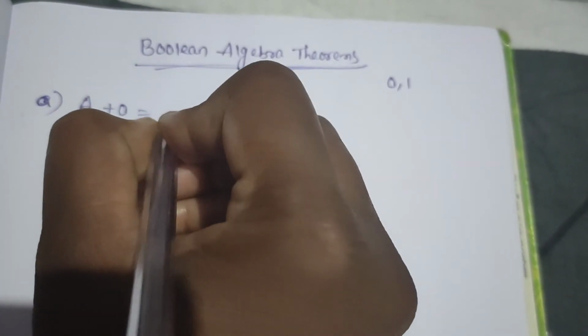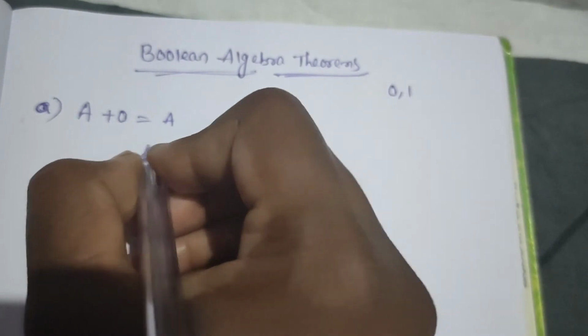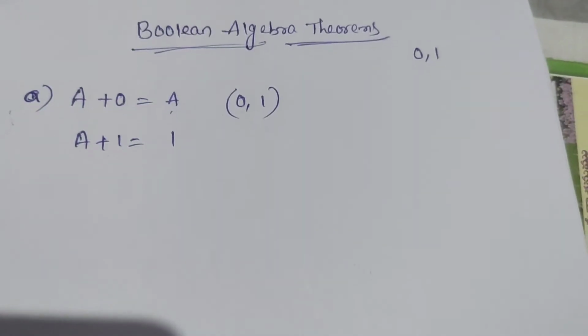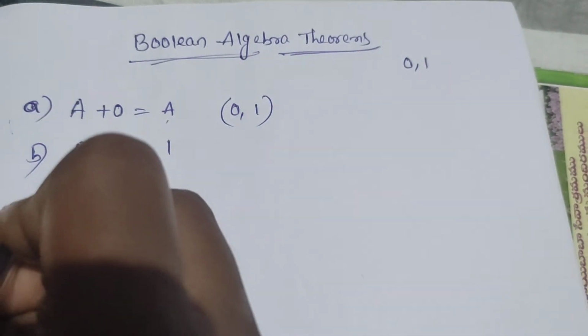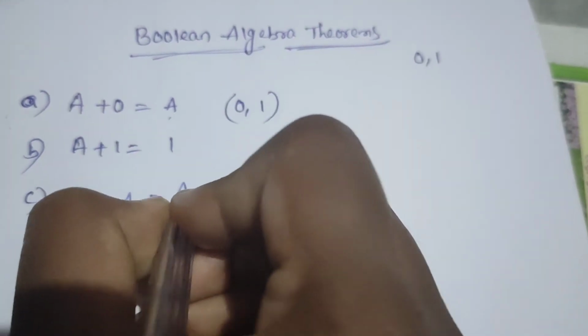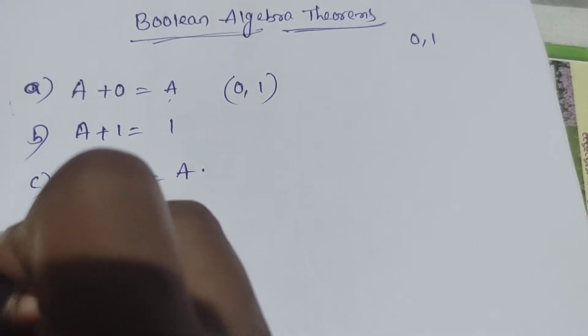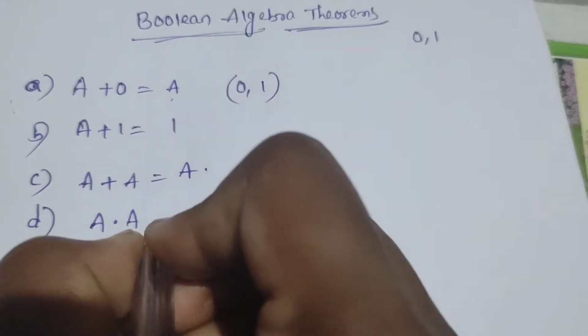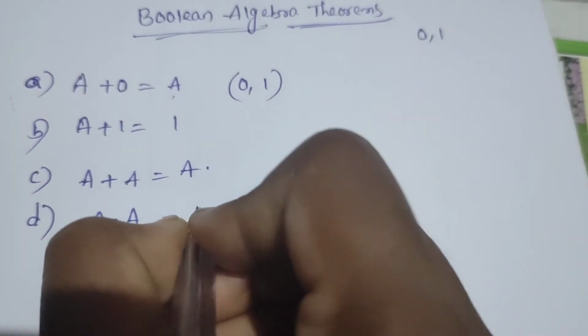If there exists an element 0, then for every a, a plus 0 is equal to a. If a is either 0 or 1, a plus 1 is equal to 1. Third one, a plus a is equal to a. Fourth one, a dot a, that is a and a, is equal to a.